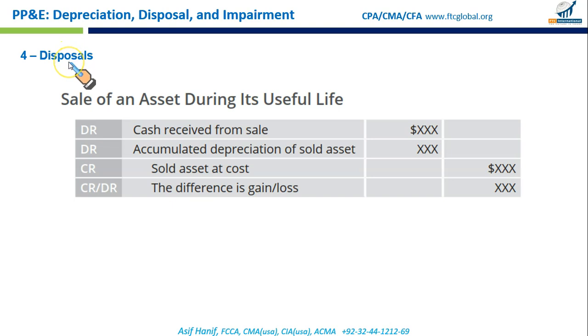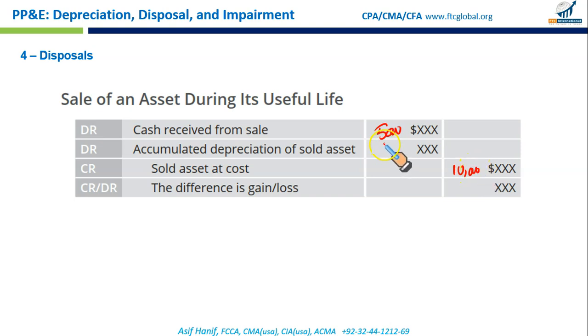Now we have asset disposal. First case, sale of an asset during its useful life. So we are selling an asset while it was in service. Consider an example. We sold an asset for $5,000, so 5,000 is debited. The asset had an original cost of 10,000, so we remove the cost of the asset from the books.